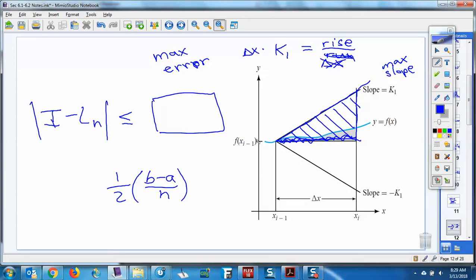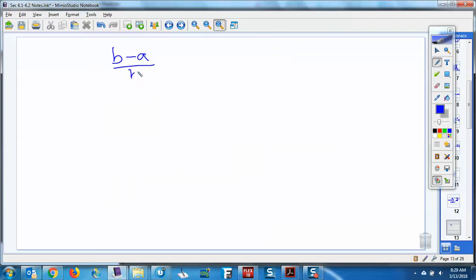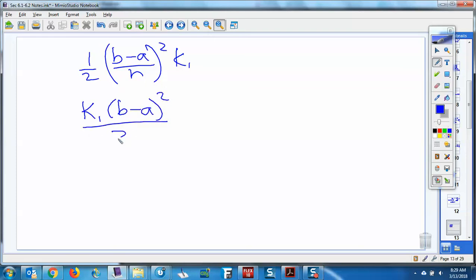Make sense? So I've got 1/2 times the base of my triangle, which is this, and the height of my triangle is going to be delta x, which is also B minus A over n. That's what delta x is, my run, times K1. All right, let's rearrange this a little bit. Okay, let's go to the next screen. So we're going to have B minus A over n squared times 1/2 times K1. I can do that a little better. I'm going to take the top and put K1 there, and B minus A squared there, and then the bottom will be 2n squared. Okay, there you go. That is my max amount of error.